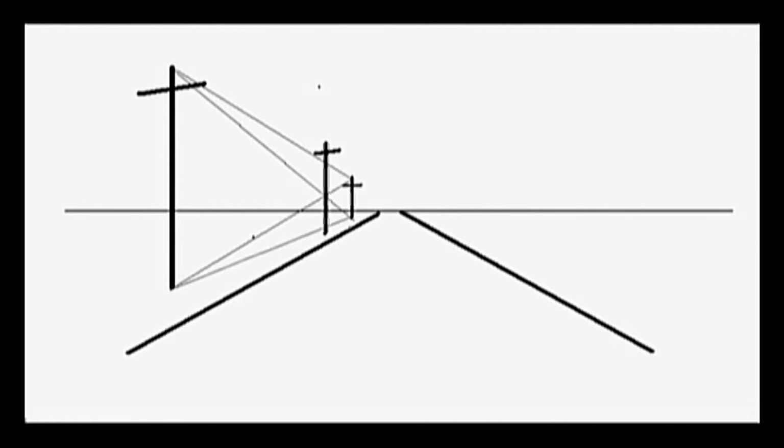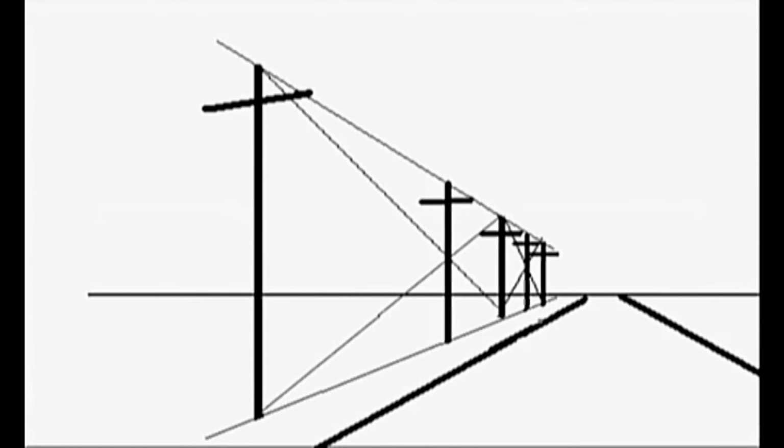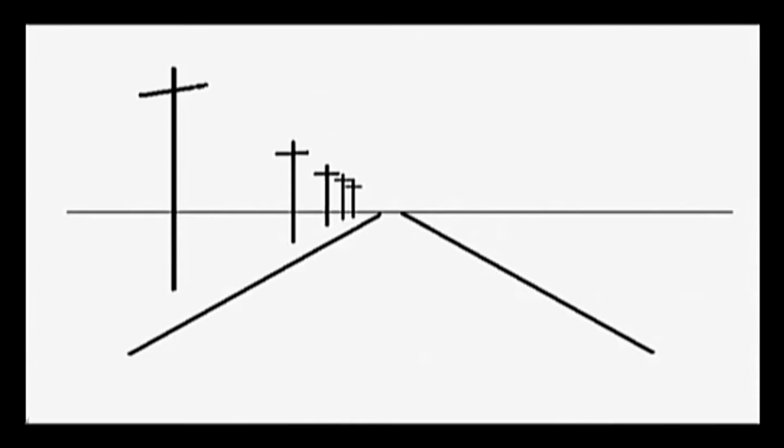My telegraph pole is too high, so we'll chop the top off and put it in place. There's my telegraph pole, right in the middle between the two telegraph poles. The intermediate telegraph poles between them can easily be found by drawing the diagonals and the top and bottom line and putting them in place. And there's our telegraph poles all neatly drawn in perspective.